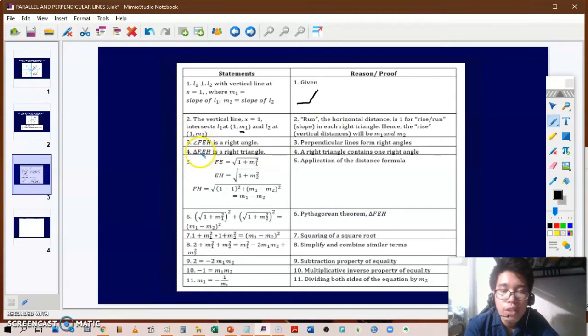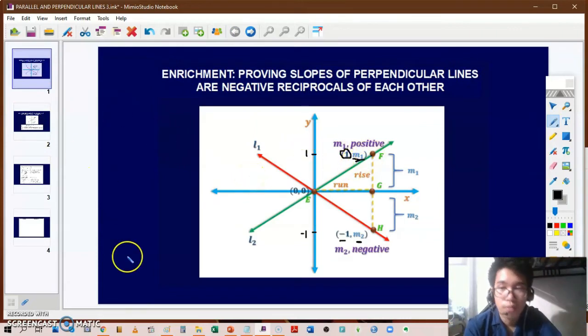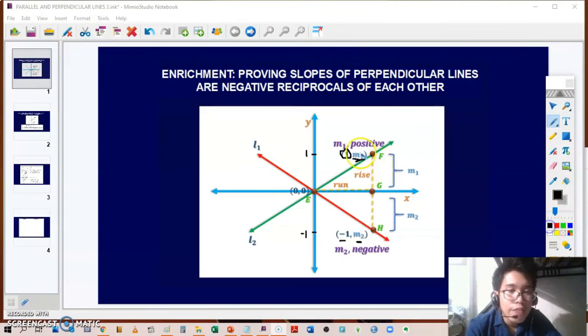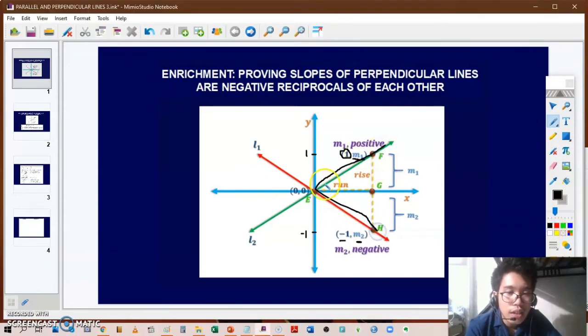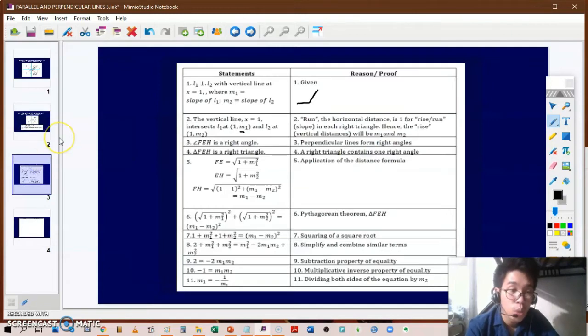Then we have here for our first statement, angle FEH is a right angle. Where is FEH? We have here FEH, so this angle is a right angle. It measures 90 degrees. Why is that? Because one of the properties of perpendicular lines is that when they meet, of course, they make 90-degree angles. So therefore, angle FEH is a right angle, and we can say that triangle FEH is a right triangle because it has a right angle. So we have these two statements and two proofs checked.